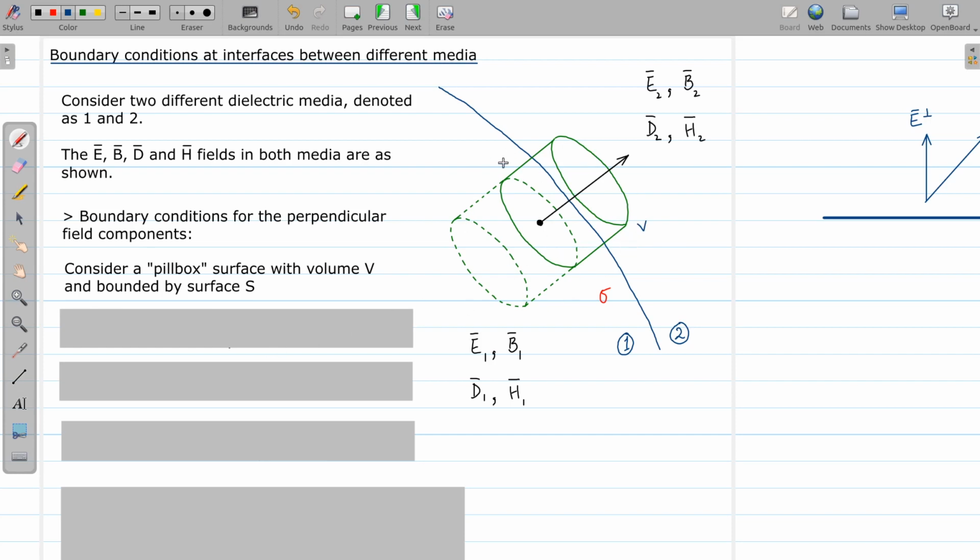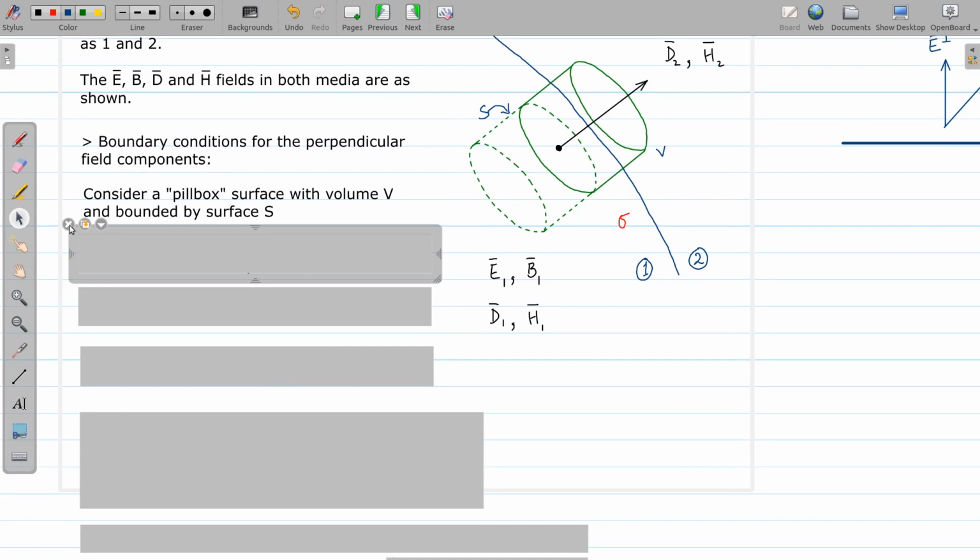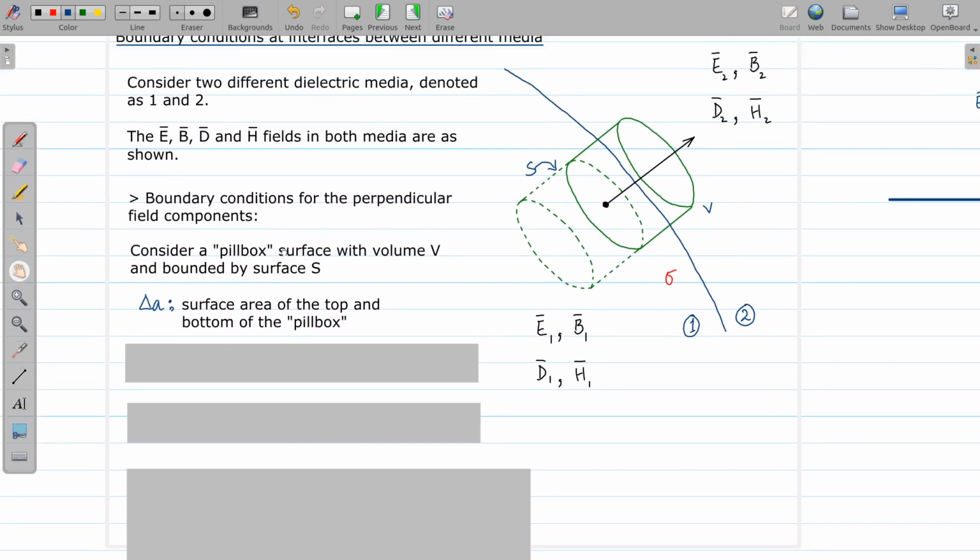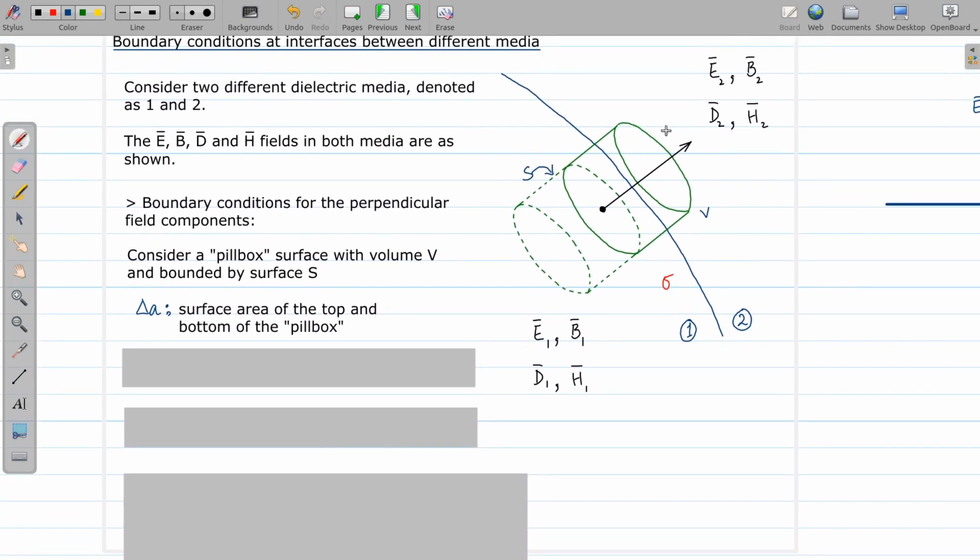The surface which bounds this volume includes the top surface, the bottom surface, and the side surfaces. This total surface is S. So S is the total surface which bounds this particular volume V. Now over here we will define the area of the top and the bottom of the pillbox. This top surface, which is also going to be the bottom surface, has an area that we will refer to as delta A.